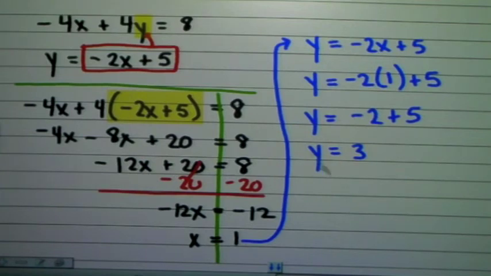So our solution to this system of equations is 1, 3. That is the point that when plugged back into either one of these equations will make that equation true. It's the only point that works for both equations.